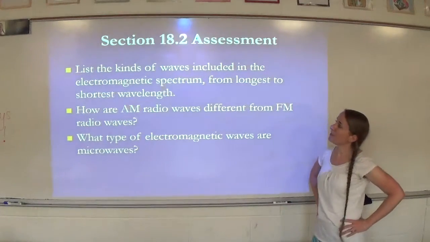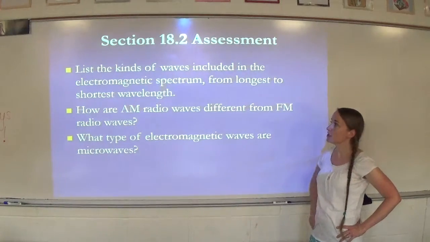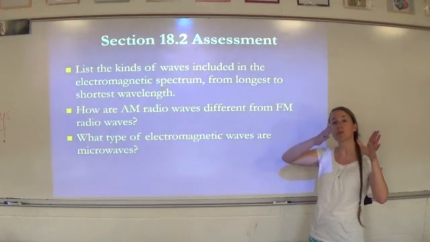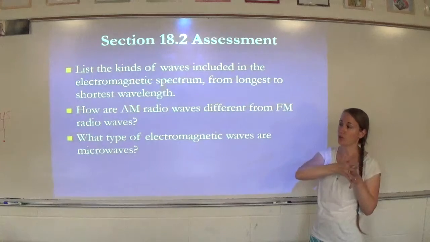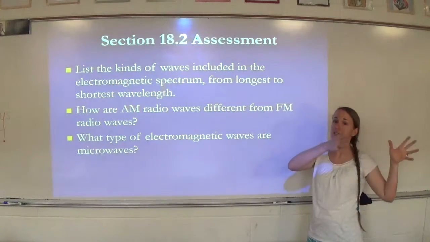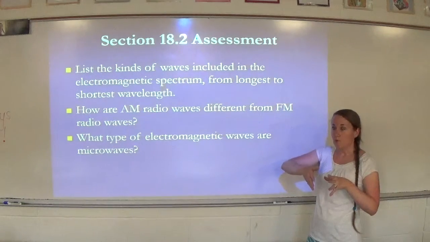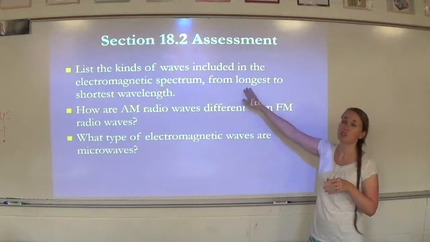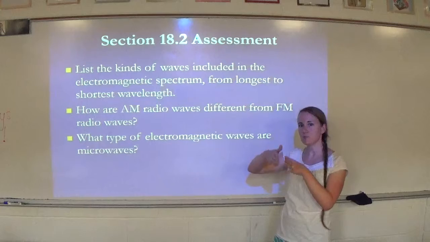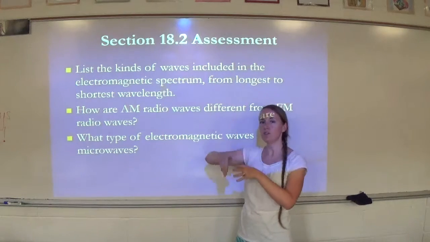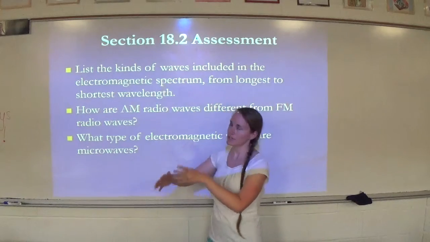So, section assessment. List the kind of waves included in the electromagnetic spectrum from longest to shortest wavelength. Well, longest was radio waves in general, which includes microwaves. Next was infrared rays. Okay, making sure I was going in the right order from longest to shortest. Next was visible light. Then next was UV rays, or ultraviolet radiation. Next was X-rays, and then gamma rays.